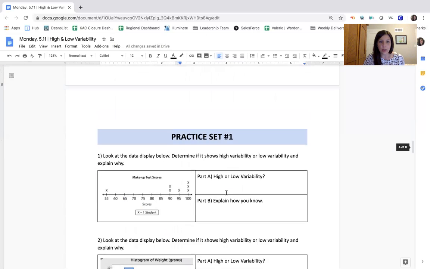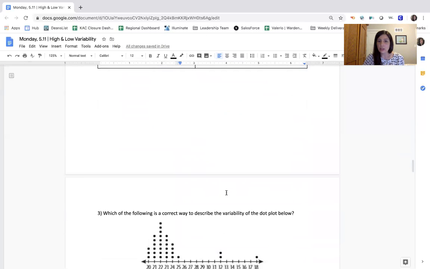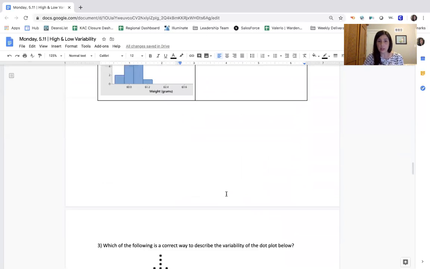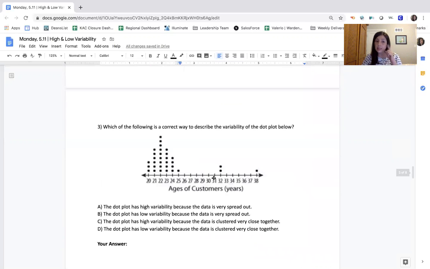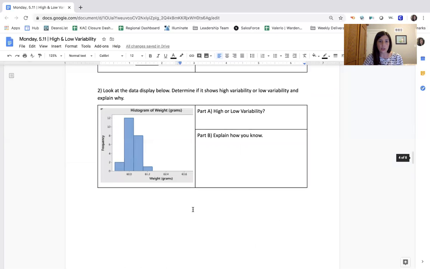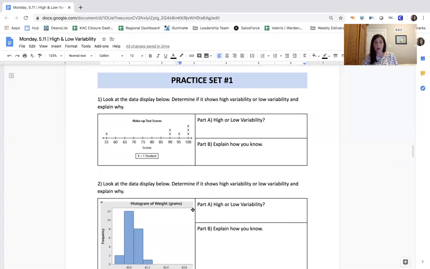Let's go ahead down to practice set number 1. You actually have 3 questions in practice set number 1. The first 2 are exactly what we just did together, and the third one is the same information. You have to think about it the same way, but it's multiple choice. Go ahead and do questions 1, 2, and 3 on practice set 1, and then come back when you're ready to review.